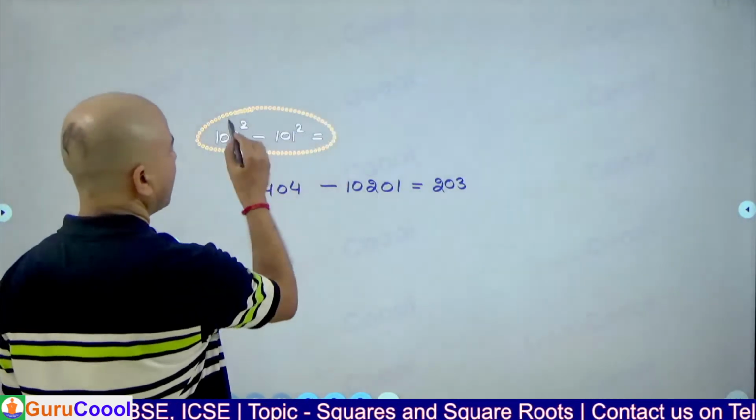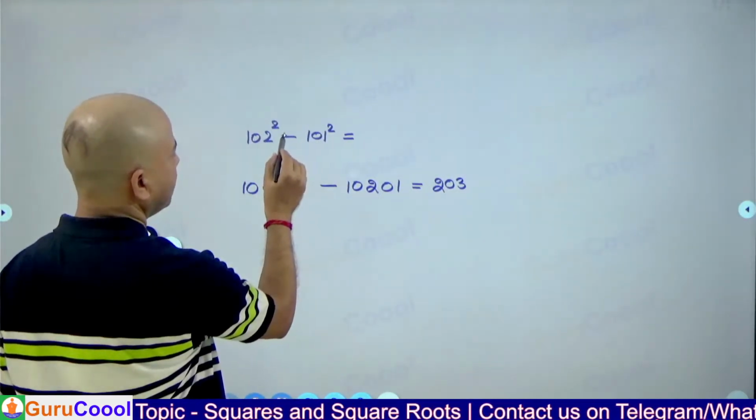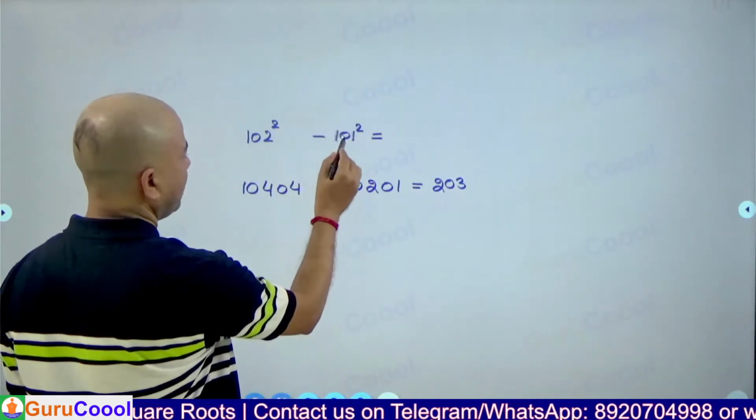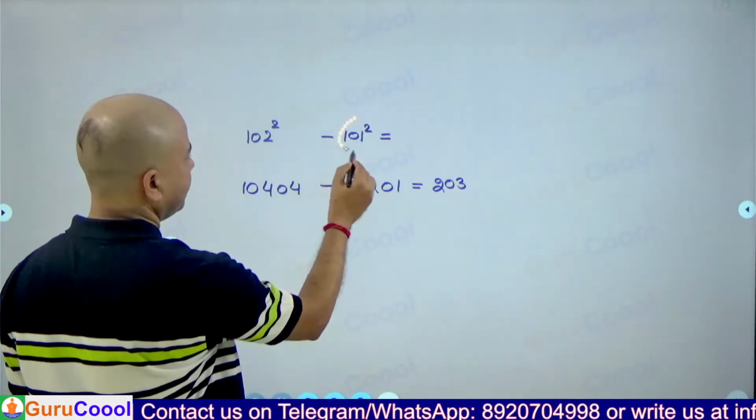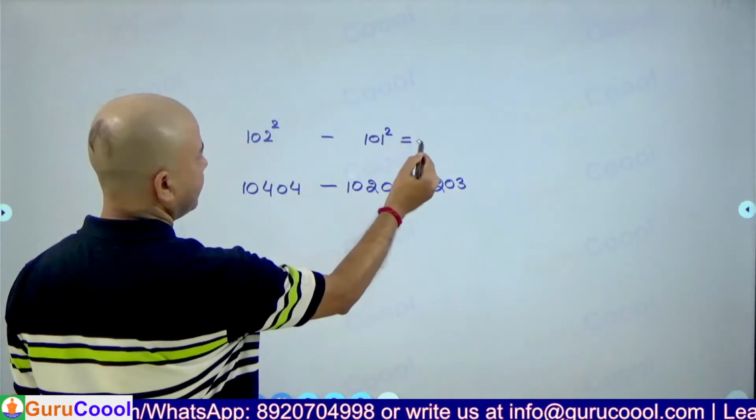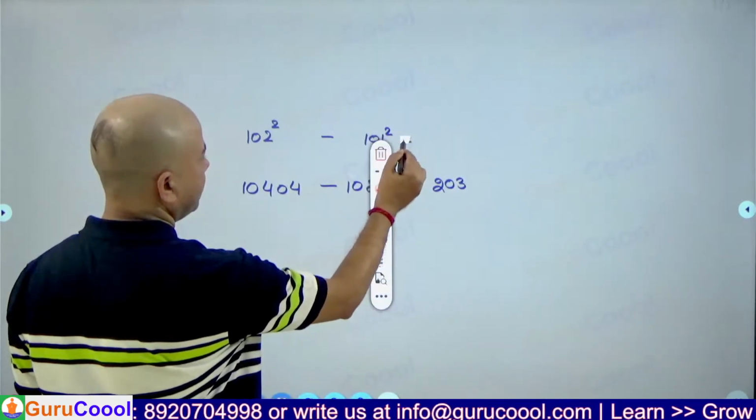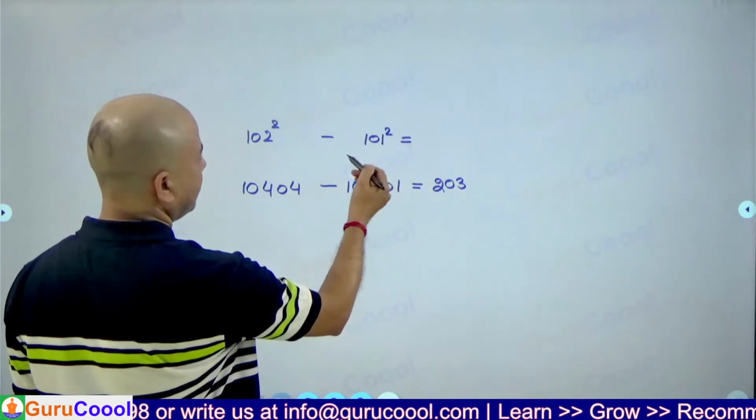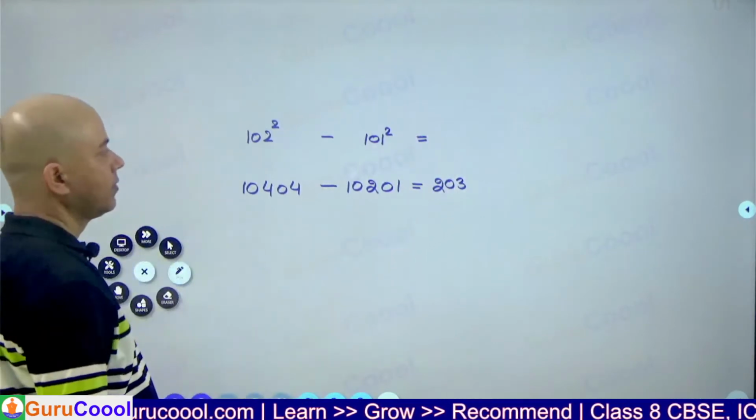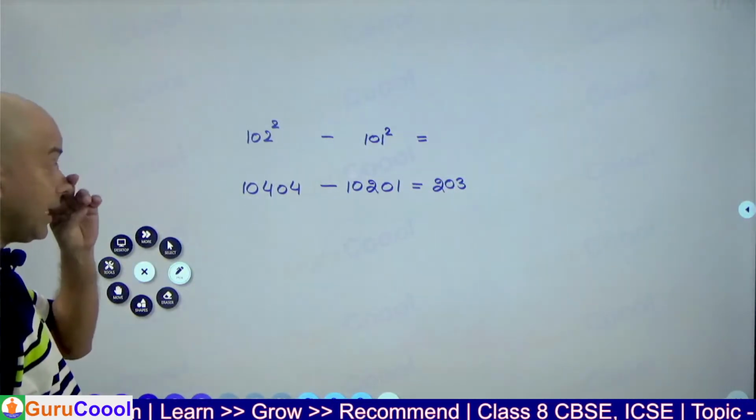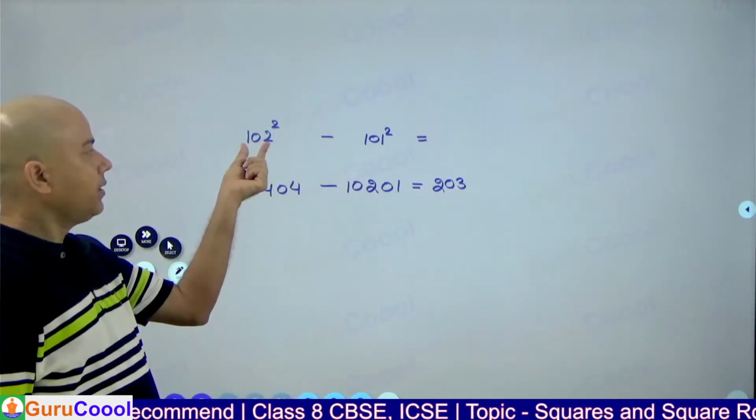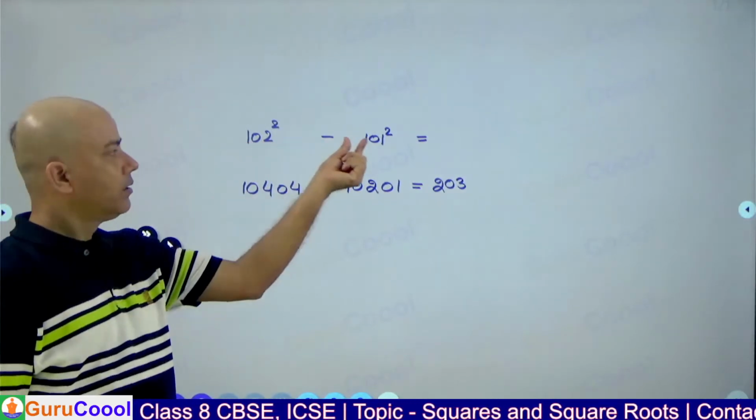But I have a very short method not to do it that way. I don't need to do this longer method. I don't need to square it. Are you interested? Yes, sir. I have a trick, but that trick works only when you have consecutive numbers, a bigger number and just one smaller number.